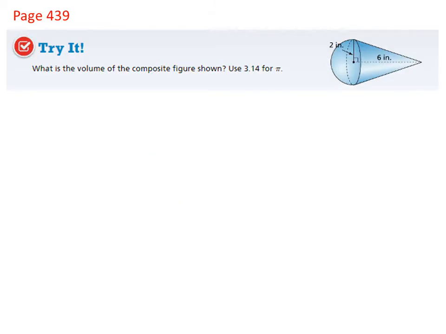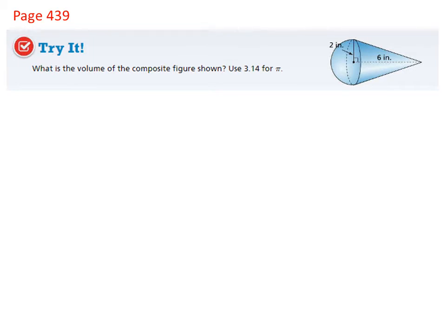What is the volume of the composite figure shown? Use 3.14 for pi. In this figure we have a cone and a hemisphere. Hemisphere, or half a sphere. So we must find the volume of the hemisphere and the volume of the cone, then add them together. So we have 3 main steps. Let's start with finding the volume of the hemisphere.